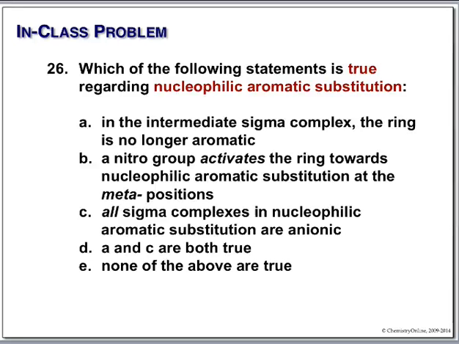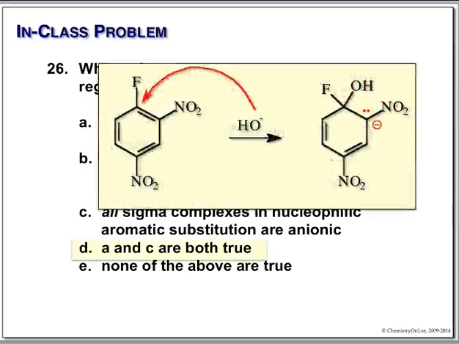All sigma complexes are anionic. In nucleophilic substitution, you have a ring and you're adding something that's negative. It's neutral to start, then it goes negative. So everything is anionic. A and C is true. Remember, this is our basic mechanism. Anionic nucleophile attacks an sp cubed carbon, so it is no longer aromatic, and it is anionic.